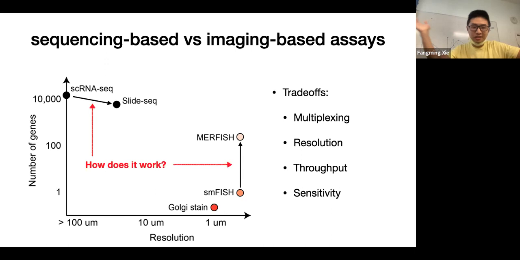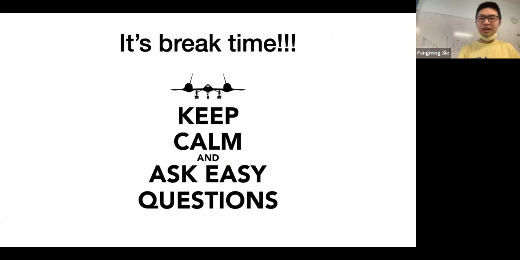Okay, so how does it work? That's the question for the next step. But fundamentally, there are inherent trade-offs between multiplexing, or the y-axis, and resolution, as you can see here. And what I didn't mention is also throughput, how many cells you can do with this technology, which is also important. And sensitivity means if there were an mRNA in the tissue, in the cell, how likely you can capture it, what percentage you can capture by your measurement. That's also important. So with that in mind, I will finish the first part of just me talking.